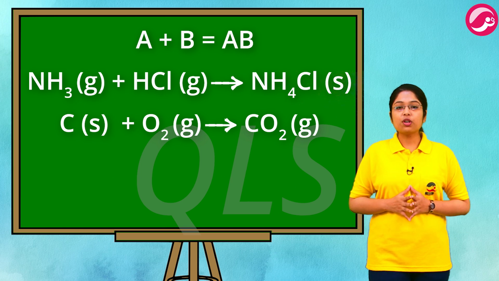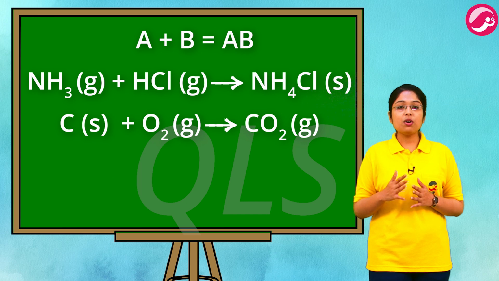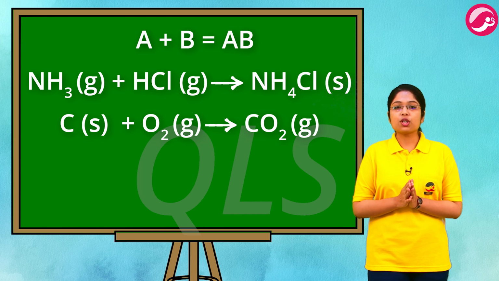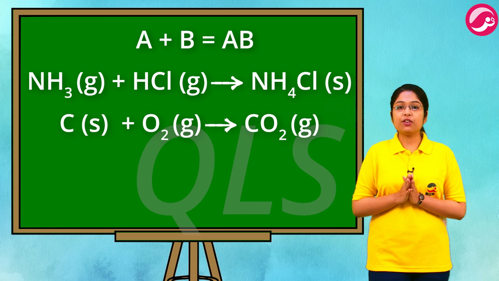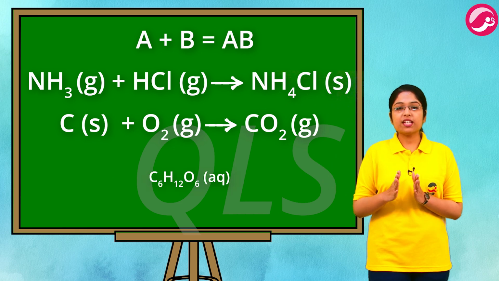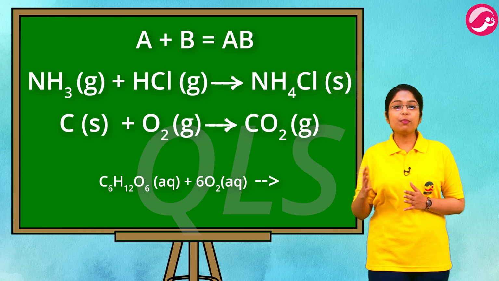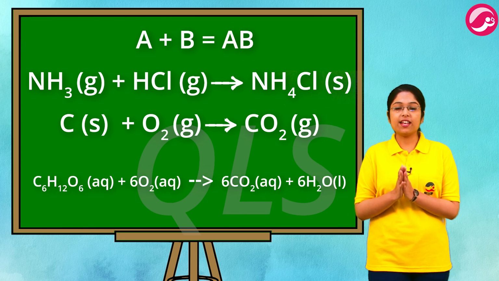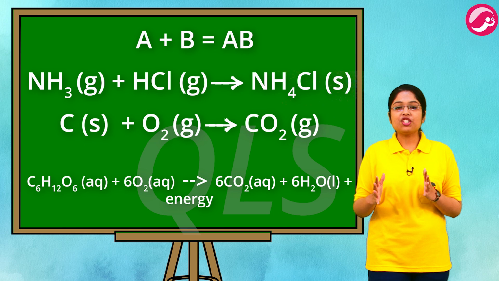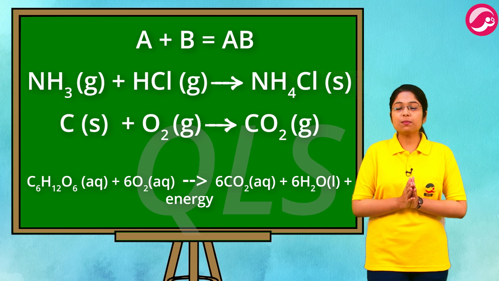The digestion of food also gets completed through a series of chemical reactions. The carbohydrates present in our food is used to derive energy for all our bodily functions. For example, when glucose C6H12O6 reacts with oxygen, it gives out carbon dioxide, water and energy. This energy is released in the form of heat. Food के digestion से heat generate होता है. This heat also helps in maintaining our body temperature.